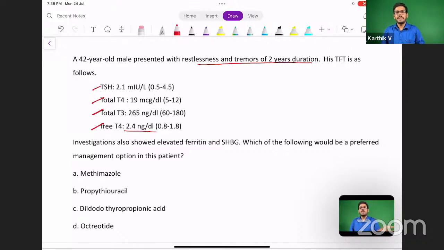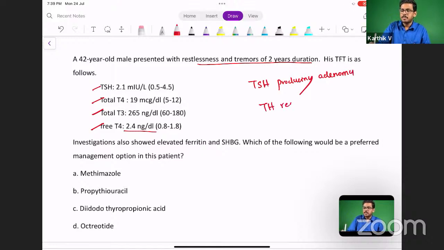If TSH is not suppressed, that means the stimulation is not coming from within the thyroid, it is coming from elsewhere. And where is that elsewhere? It is from the pituitary. So if the cause of hyperthyroidism resides at the level of the pituitary, you would have non-suppressed TSH with elevated T4 and T3. And which are the two important causes? TSH producing adenoma, and thyroid hormone resistance. So these are the two important conditions where T3 and T4 could be elevated with non-suppressed TSH.